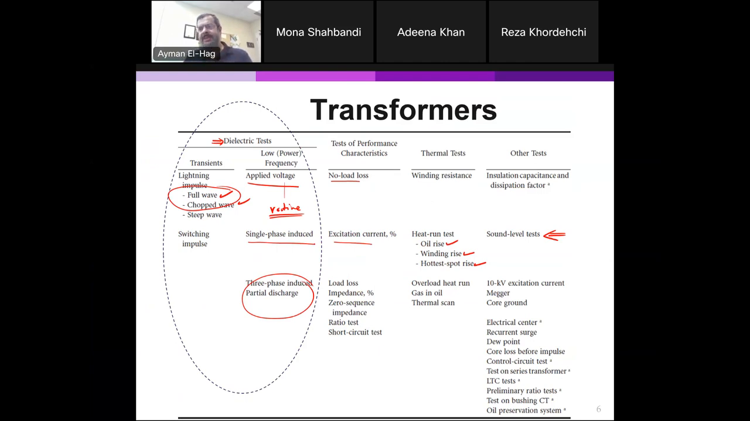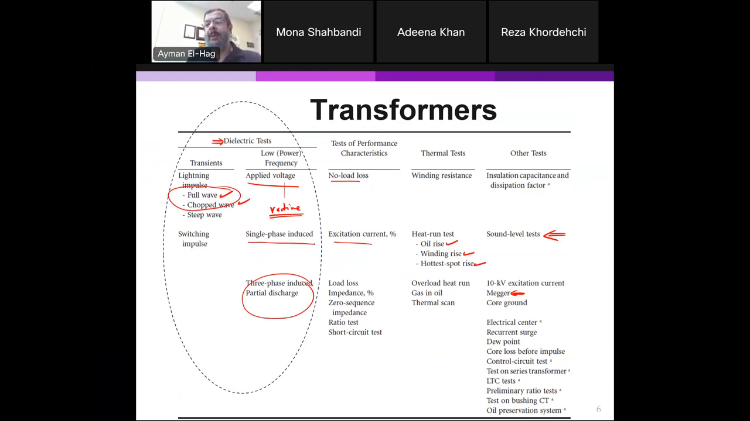The sound level is a concern in certain countries, like in Europe, because you have limitations in space. In North America it is not a big concern. The Megger test, we'll talk about next week as a non-destructive test, basically to know more about the insulation. It could be destructive, it could be non-destructive, but it depends on how you do it. We'll talk about that later on. Now here, the short circuit test is one of the famous tests we do for transformers.